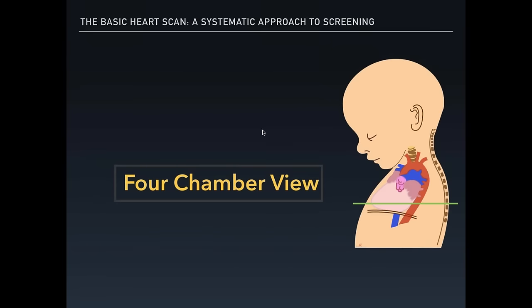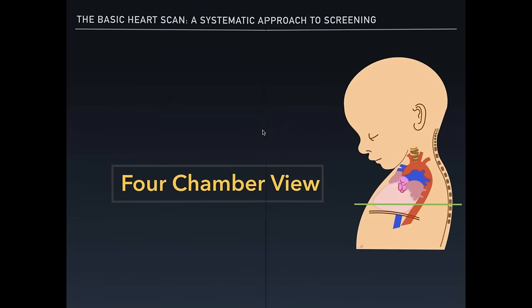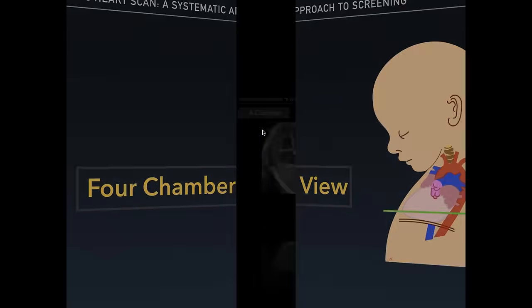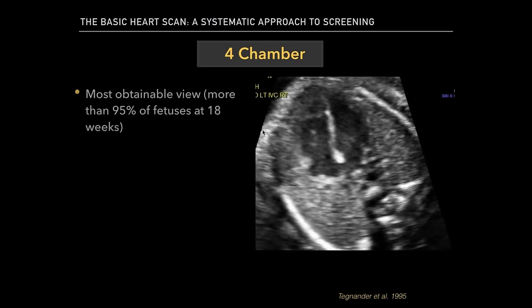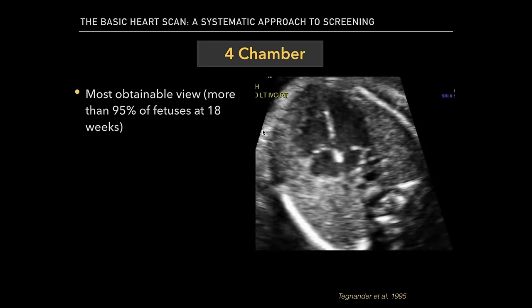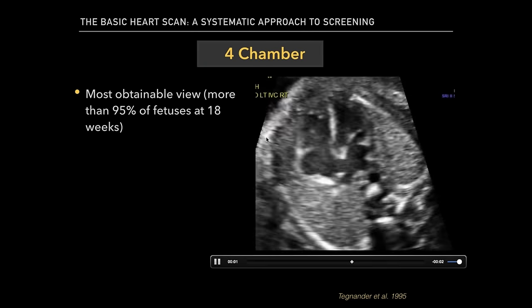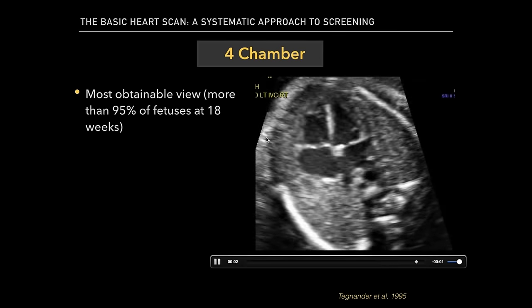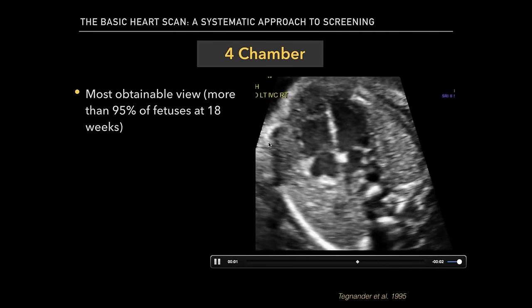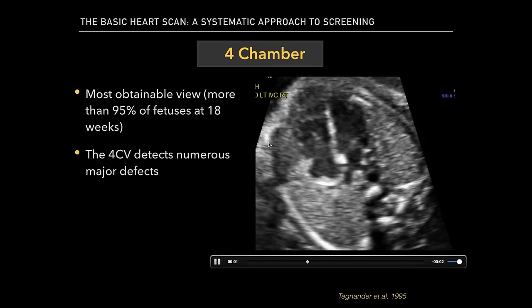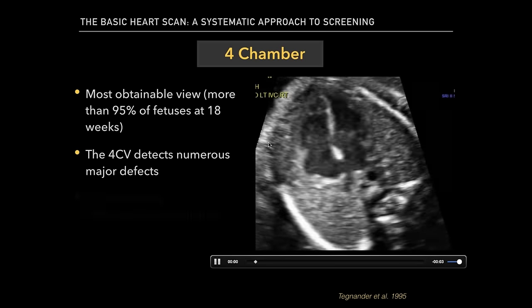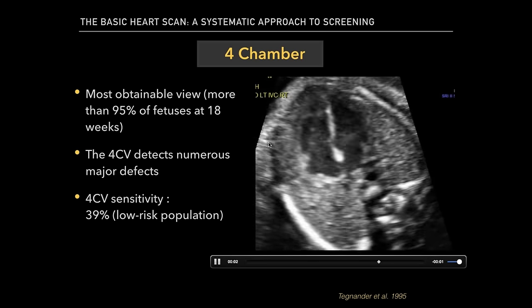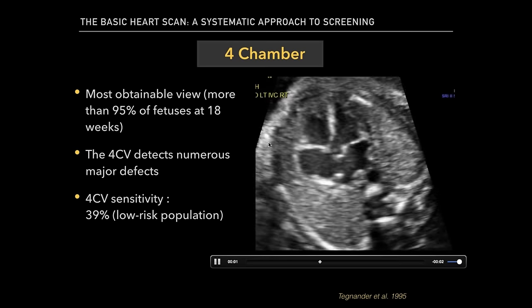So now that we're done with the bigger picture, we're moving into the four-chamber view. The four-chamber view is the most obtainable view during a routine prenatal ultrasound and can be achieved in about 95% of fetuses at 18 weeks. The four-chamber view detects numerous major defects, and the sensitivity is about 39%, and this is with a low-risk population.